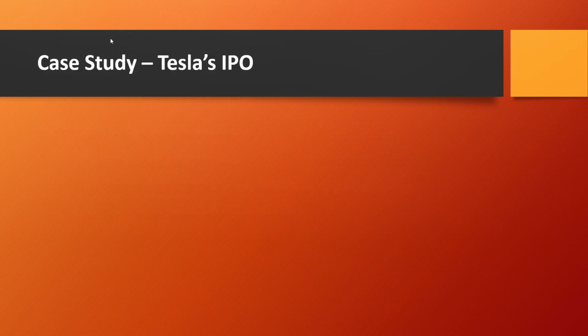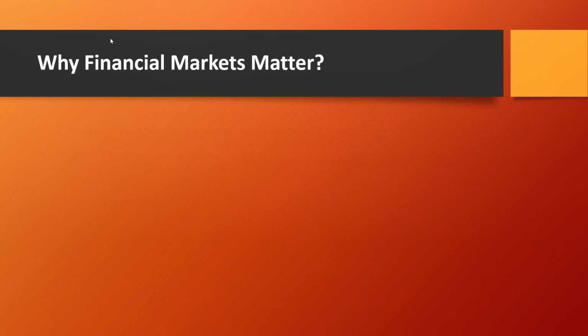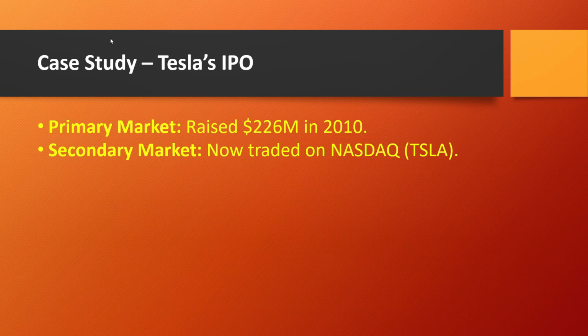Let's take a real-world example. Tesla's IPO. In 2010, Tesla raised $226 million in the primary market. Today, its shares are traded on the Nasdaq in the secondary market, and its stock price has skyrocketed. This is a perfect example of how financial markets work in action.